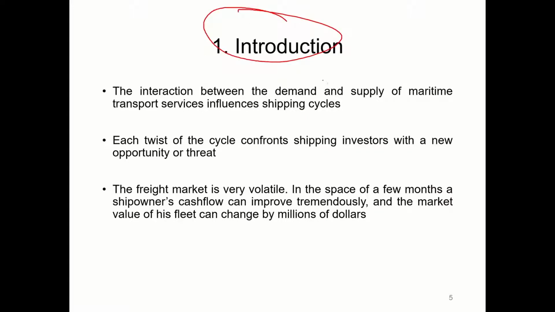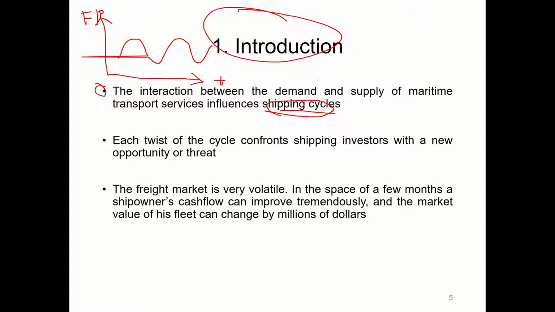We'll now be learning some very basic economic concepts so that you could better appreciate the topics that we'll be covering today. Here we say that the interaction between the demand and supply of maritime transport services influences shipping cycles. What are shipping cycles? Shipping cycles can be depicted on a two-dimensional plane with the y-axis representing freight rates or price, and the x-axis representing time. As the name suggests, shipping cycle is cyclical in nature rather than linear in nature. Shipping cycles are always cyclical in nature, and it's cyclical because of the interaction between the demand and supply of maritime transport services.